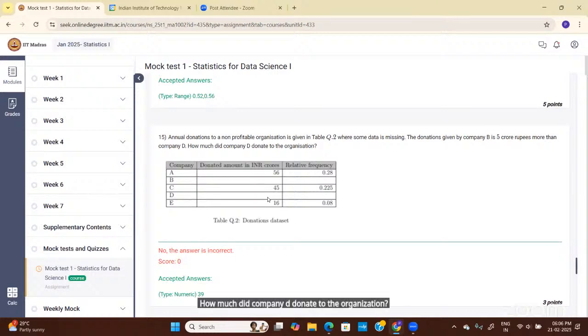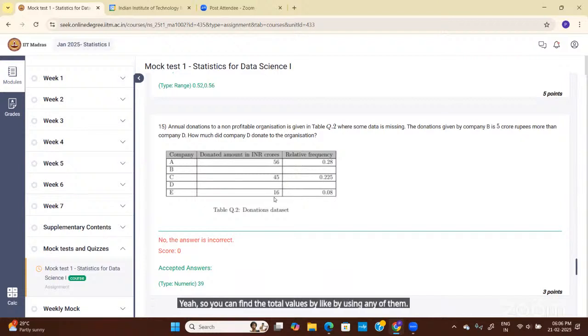How did you solve it? B for 5 and D for 5 plus y. Firstly, I calculated the total donation. The total is 56 by 0.28. Yeah, you can find the total value by using any of them. So 56 divided by 0.28 will give you 200. So now we have 200 as the total value.